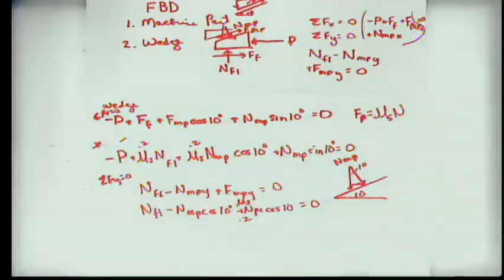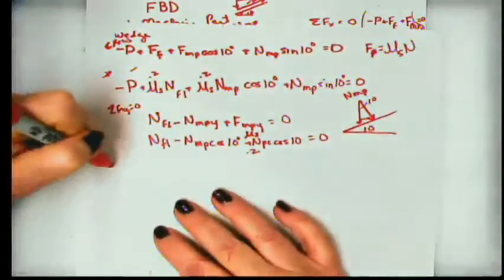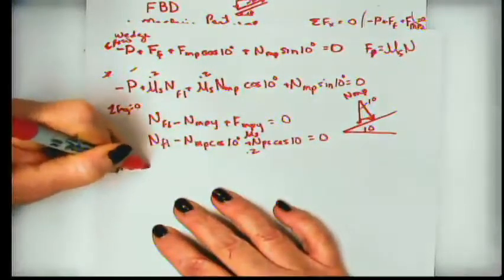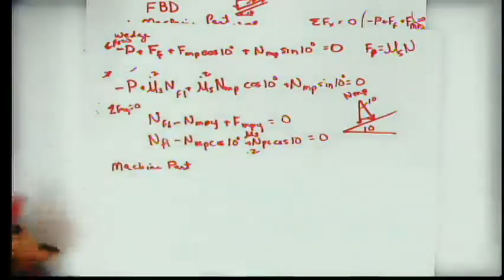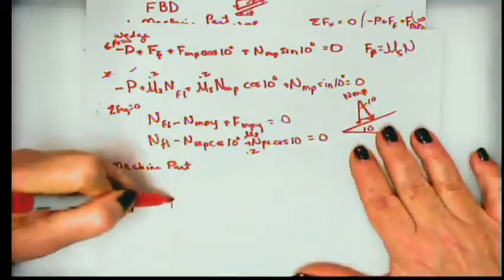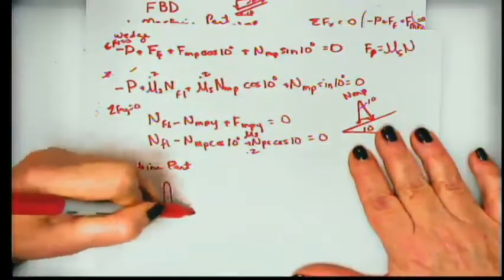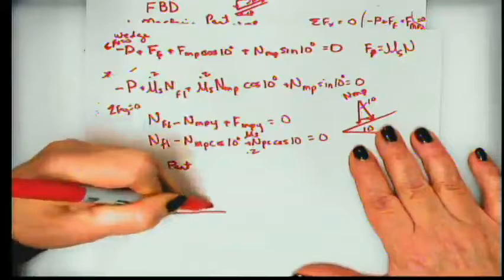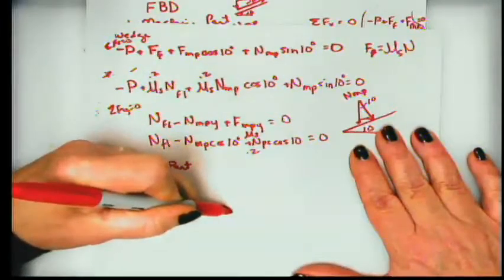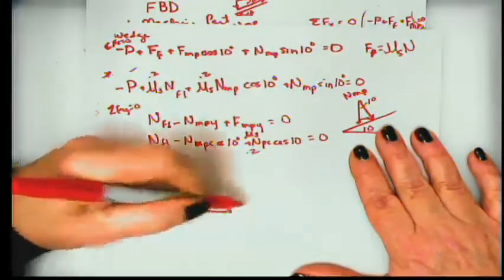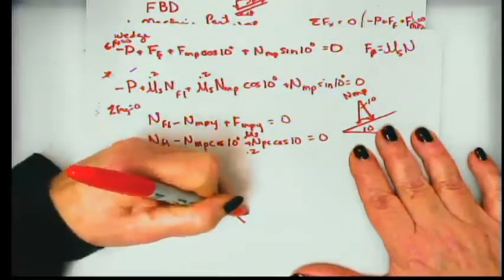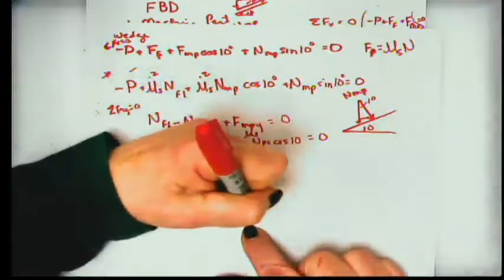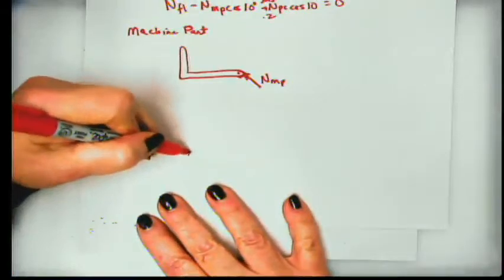All right, so now let's look at the machine part. What we're looking for is, what is that normal force? Okay, so if we do this and we draw this because it's on the wedge, we know that there's a normal force between the wedge and the machine part. This is really drawn badly. I'm going to have to get a better picture here.